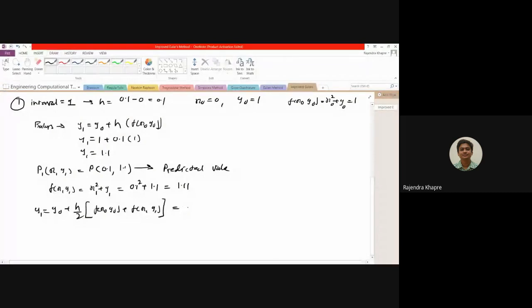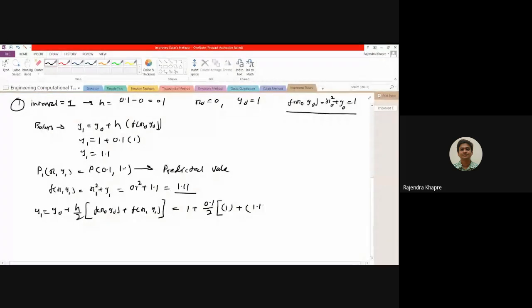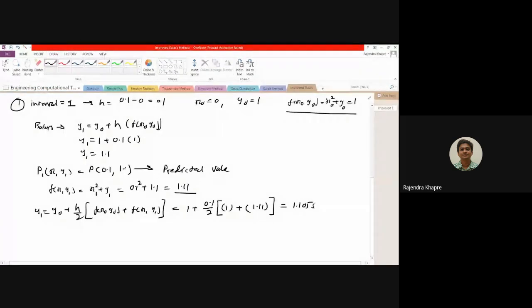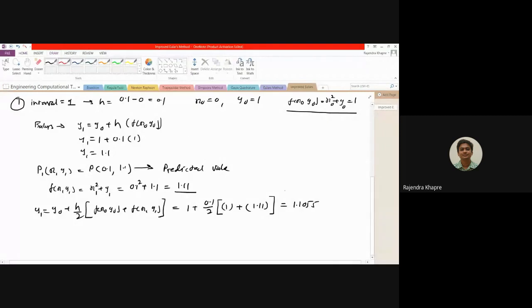I'm just going to substitute these values now. y0 is 1, plus h by 2, that is 0.1 divided by 2, multiplied by f of x0 and y0, which we have already calculated over here, so this is nothing but 1, plus f of x1, y1, which we have already calculated over here, it is 1.11. Can someone tell me how much is this value y1? 1.1055. Okay, so this is the correct answer if you use the improved Euler's method.